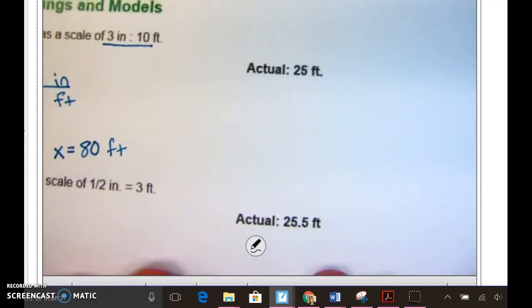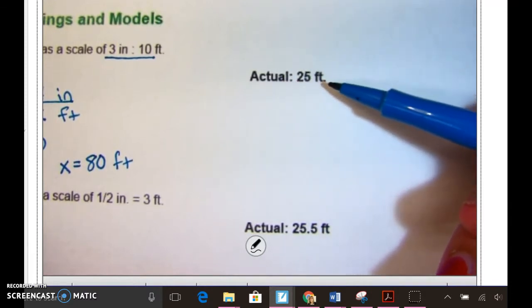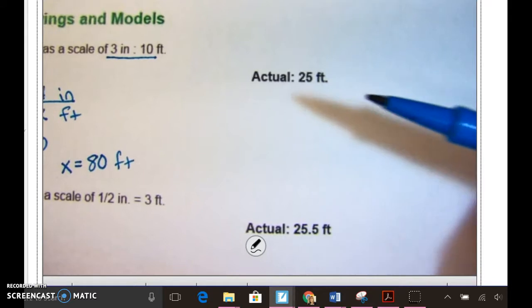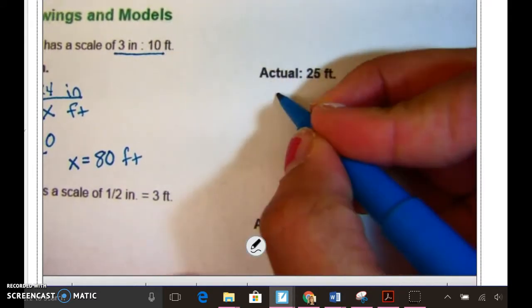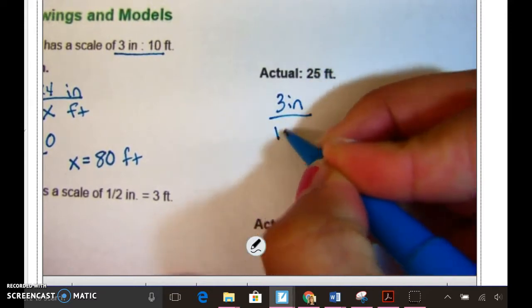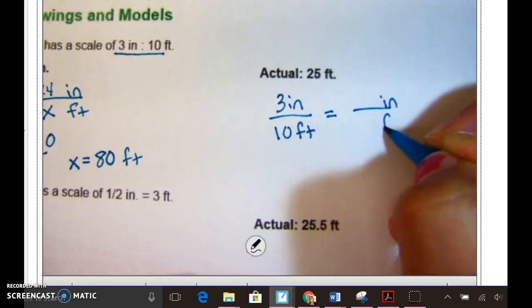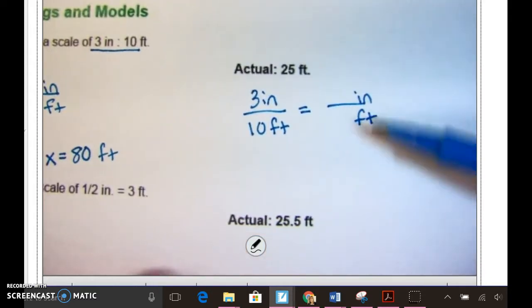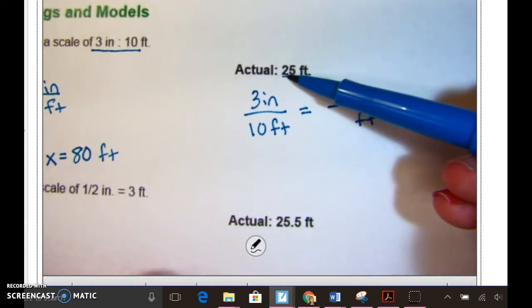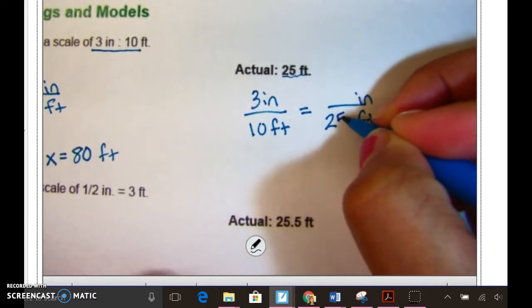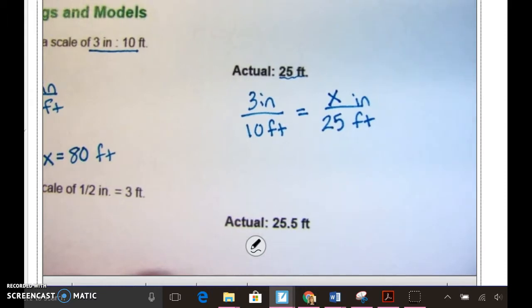Okay, let's look at this one. Now they're giving us, actually it's 25 feet in real life, so we need to figure out how many inches should it be in the drawing. We're going to use the same scale. So we're going to do 3 inches to 10 feet equals, and then you set up the same units over here, inches and feet. And you look back and you see, did they give us inches or did they give us feet? They gave us the feet in real life, so that means that has to go on the bottom. So I'm solving for inches. I want to know how many inches there are.